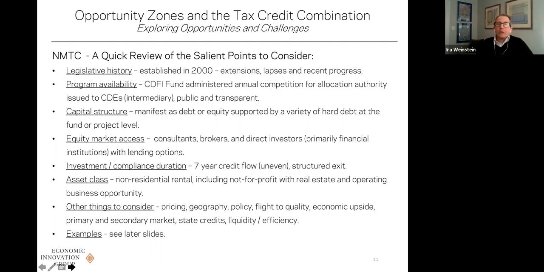The capital structure here is a bit different. The new markets credit can manifest itself in different ways. The CDEs can make either an equity investment or a loan. And the predominant use of this has been for debt as opposed to equity. We've seen quite a few transactions over the years that have been equity, but it's definitely a small subset of the total deals that have been done.